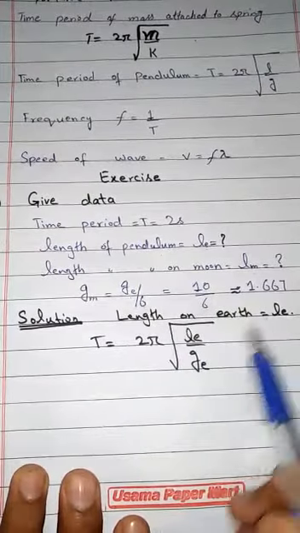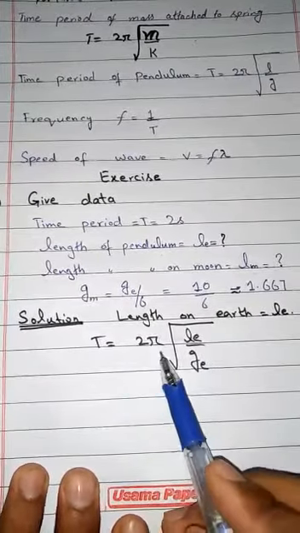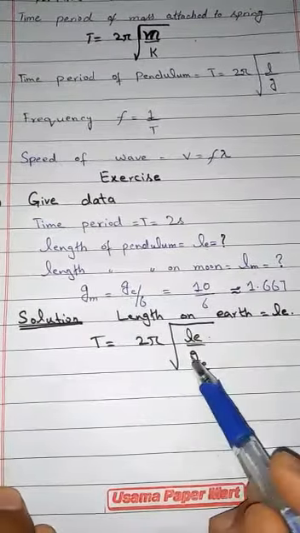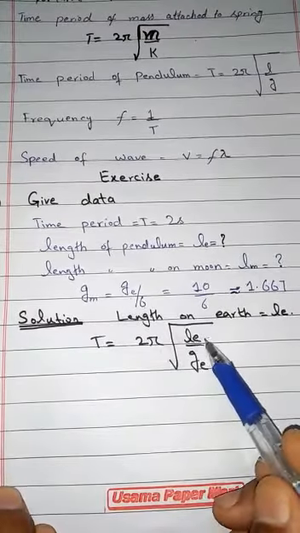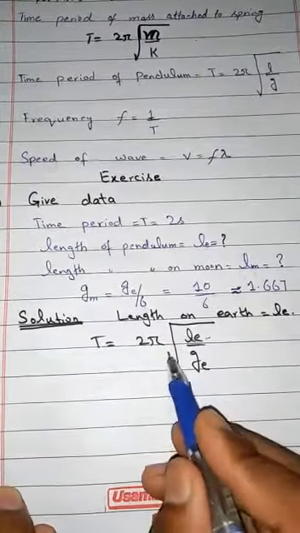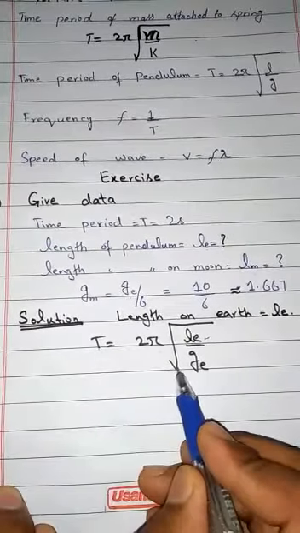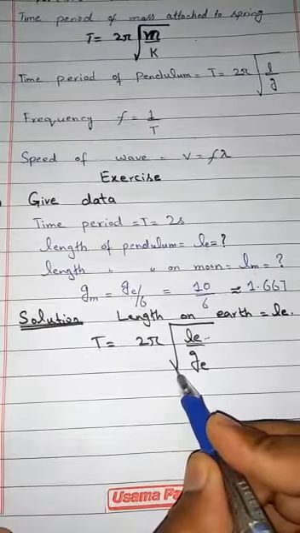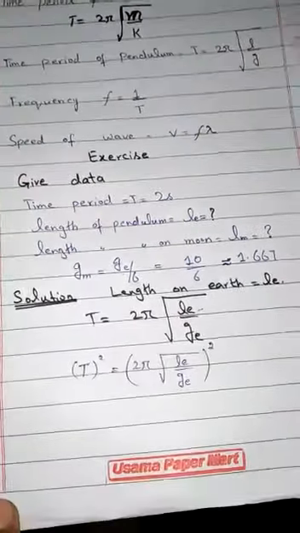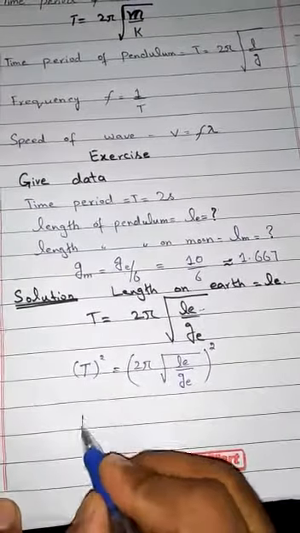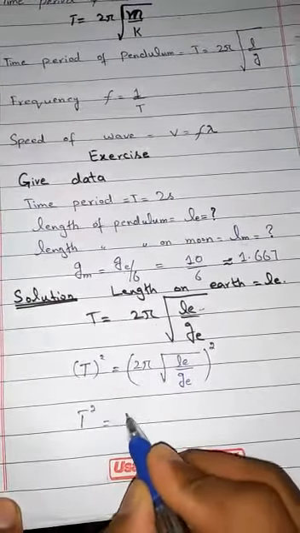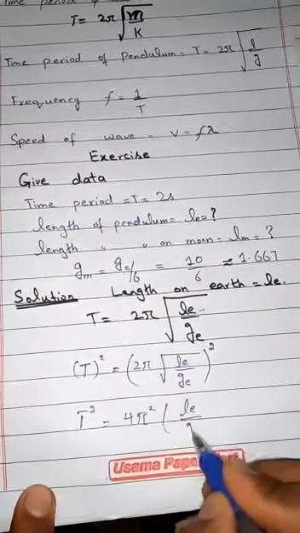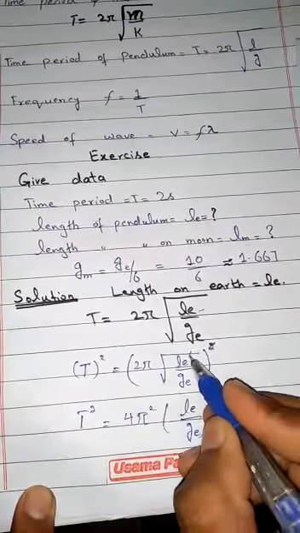So for the length on the Earth, the formula for the time period is T equal to 2 pi square root of L over g. We have to find Le. Here T is single and here is a square root. First we cancel the square root by taking square on both sides. Clear? Now the answer will be like this: T square, that is 2 square, is equal to 4 pi square Le over Ge. Here the 2 will be cut like this.